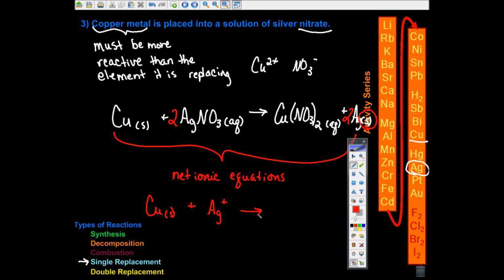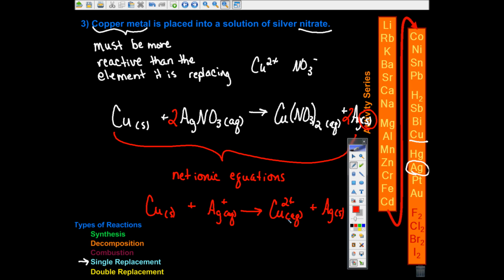And what am I getting? I'm getting this copper ion. Remember, it's going to be fully oxidized, so that's copper +2. Oops, and I forgot to put my little AQ symbols here too. And I'm left with this solid silver.